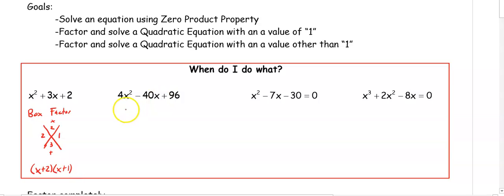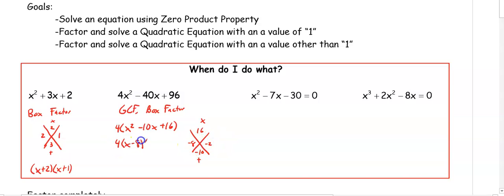In our second part, we are going to GCF and then box factor because we don't have it as an x squared right now. So first, we'd have to divide everything by 4 to pull out our GCF, and we'd be left with x squared minus 10x plus 16. Then we can do our box factoring, so we can figure out what multiplies to 16 and adds to negative 10. So if we are multiplying to a positive number but adding to a negative, we'd have two negative numbers. So we'd have 4 times x minus 8 times x minus 2.